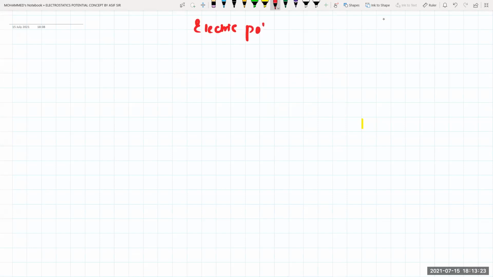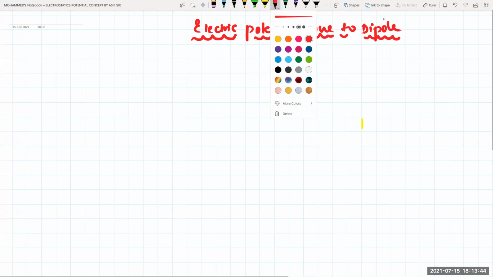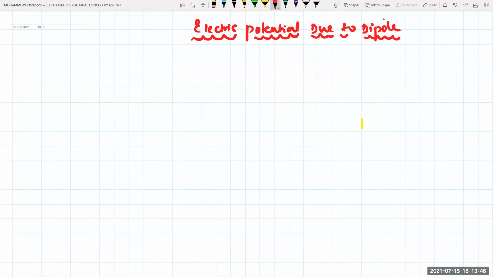Electric potential due to a dipole. Okay, so I'm going for electric potential due to a dipole. First one is on the axis. I'm not doing the derivation. First one is on the axis, if I'm talking about a bar magnet only, on the axis of a dipole.